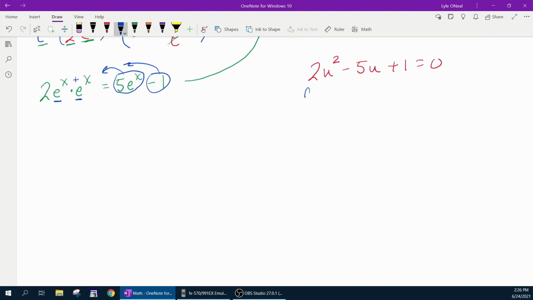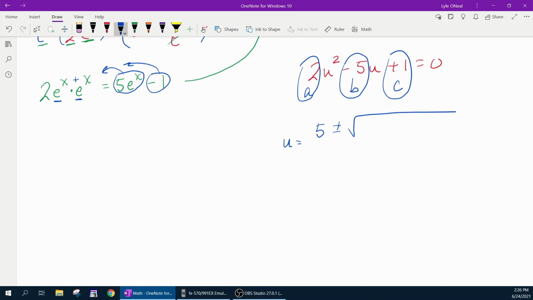All right, so here we go. With the quadratic formula, we've got a, b, and c, and instead of x, it's going to be u is equal to negative b plus or minus the square root of b squared minus 4ac all over 2a. And then simplifying, 5 plus or minus the square root of 25 minus 8, all over 4. Now, what is 25 minus 8? 4 times 2 times 1 is 8.